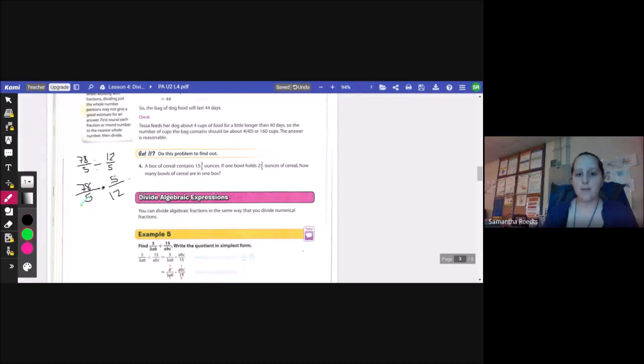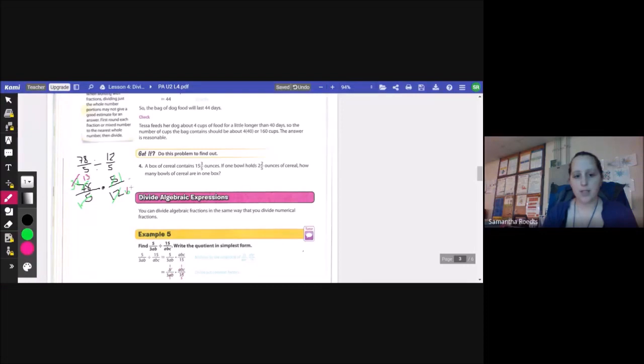Okay, I know that 5 and 5 can simplify to 1 and 1. 78 divided by 2 is 39. 12 divided by 2 is 6. And then I can divide both of these by 3. So 39 divided by 3 is 13. And 6 divided by 3 is 2.